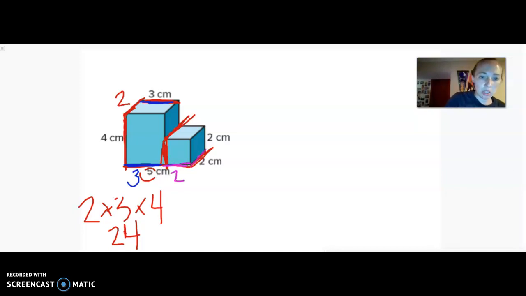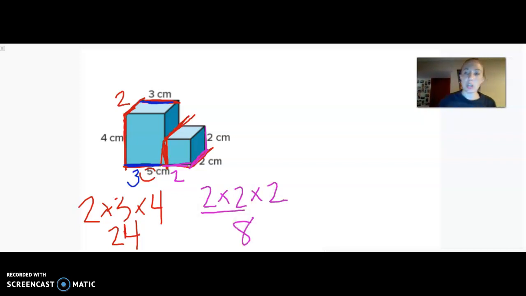If I keep going with this rectangular prism, that's 2, that's 2. So I actually have 2 times 2 times 2. 2 times 2 is 4. 4 times 2 is 8. So we know that right rectangular prism is 8, telling me the whole thing is 32 centimeters cubed.